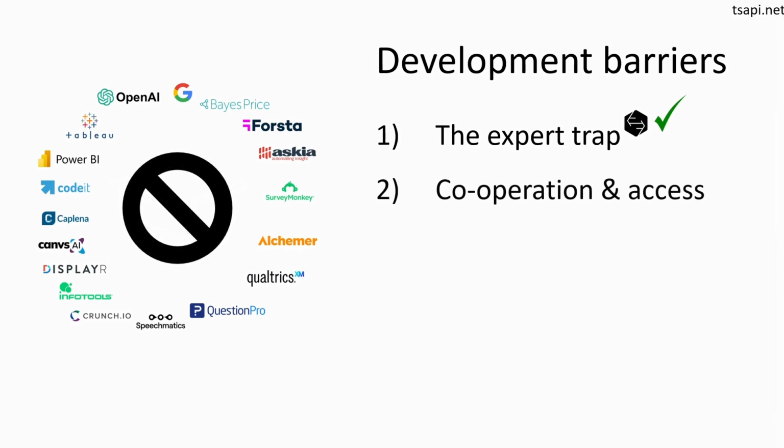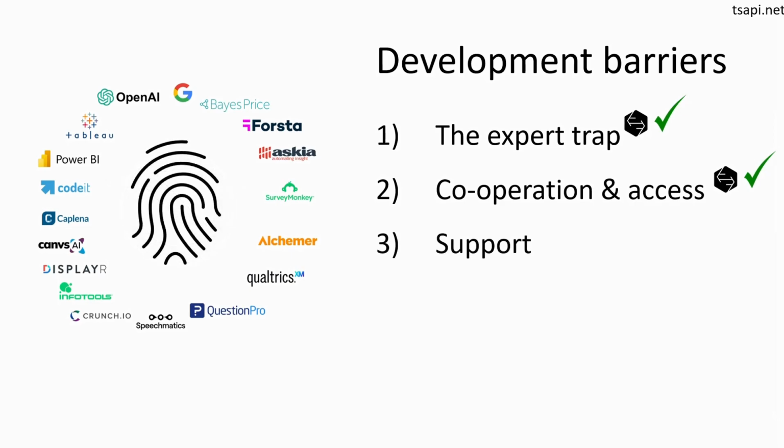To develop against a platform, you also need access to it, ideally for free. A lot of companies are reluctant to provide this access, either because it's considered a premium feature or because they don't want to deal with the support headaches that come with it. TSAPI solves this problem for both sides. Developers don't need any access to a specific platform. They can develop a TSAPI compliant connector and know that it will work with all other compliant systems.